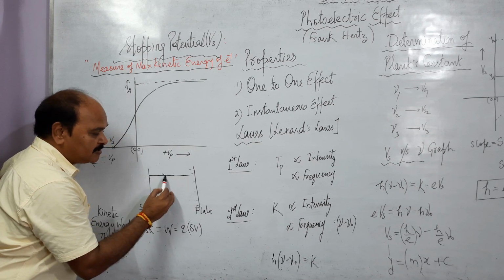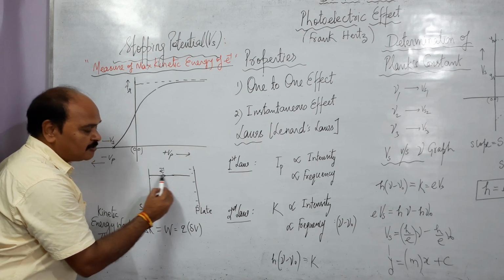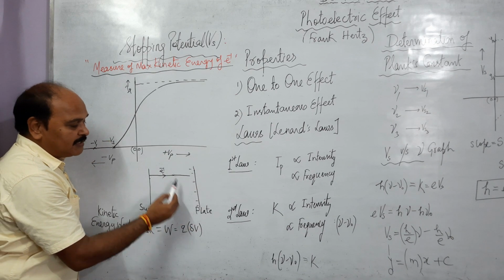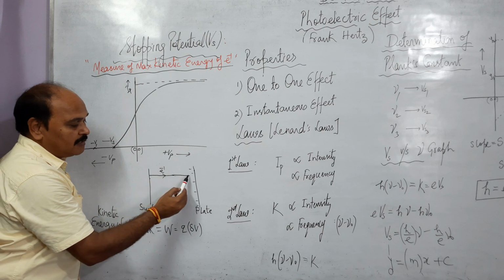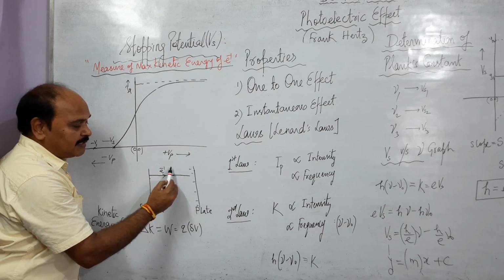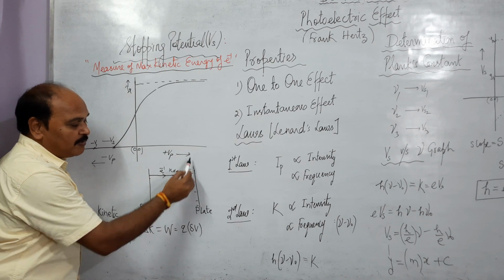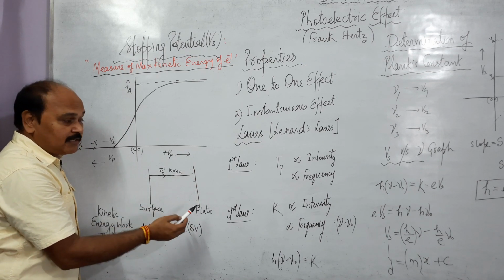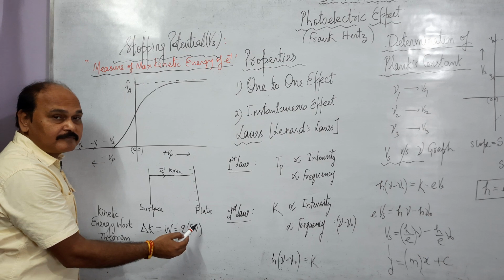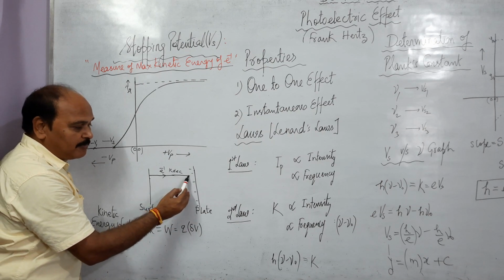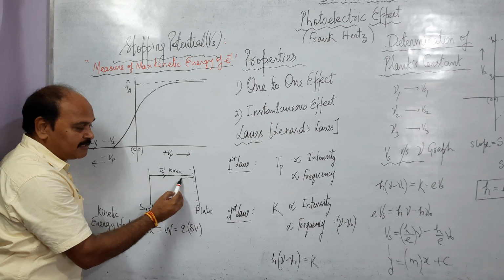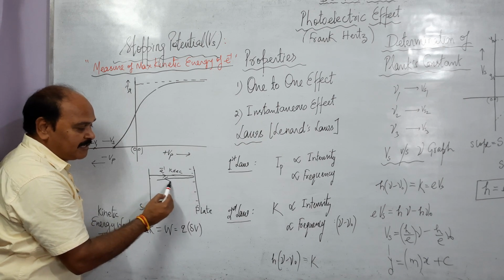The electrons move towards this negative plate, and their kinetic energy decreases continuously because of the electrostatic force of repulsion exerted by this negative plate. And when the electron is just about reaching the plate, its kinetic energy becomes zero. Once kinetic energy becomes zero, the electron retraces its path.